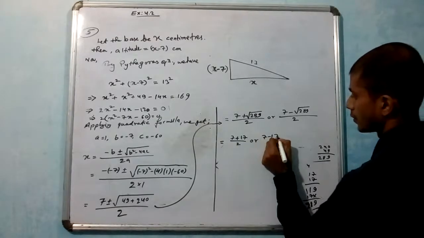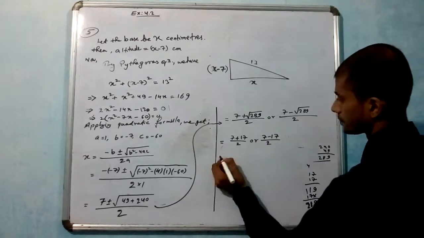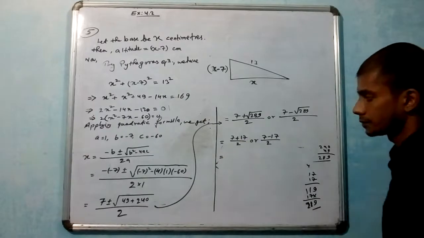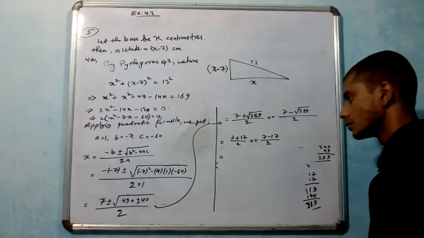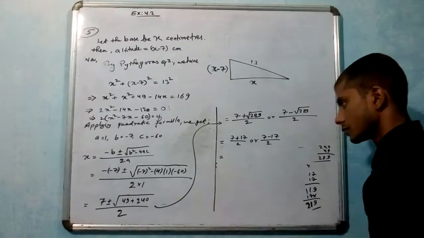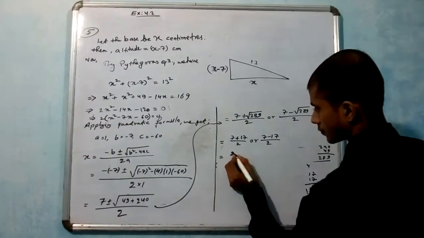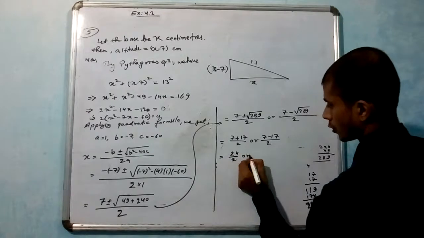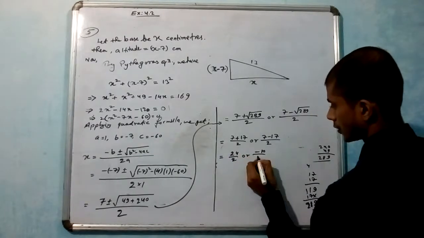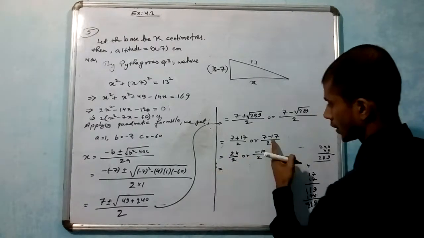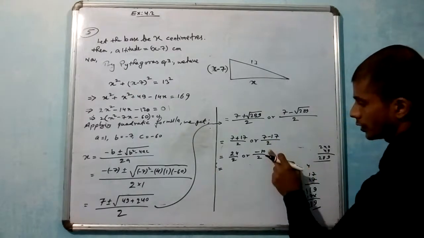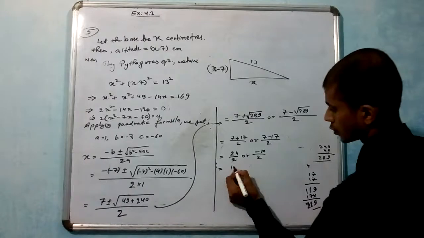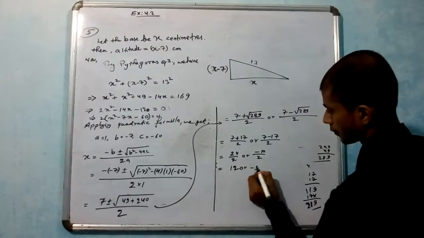So 7 plus how much this value? Root of 289, by 2, or 7 minus root of 289 by 2. Now can you understand this? 289, what is this? It's the square of 17, no? So we will get 7 plus 17 by 2, or 7 minus 17 by 2. 17 plus 7 how much? 24 by 2, or minus 10 by 2. So here 12 or minus 5.